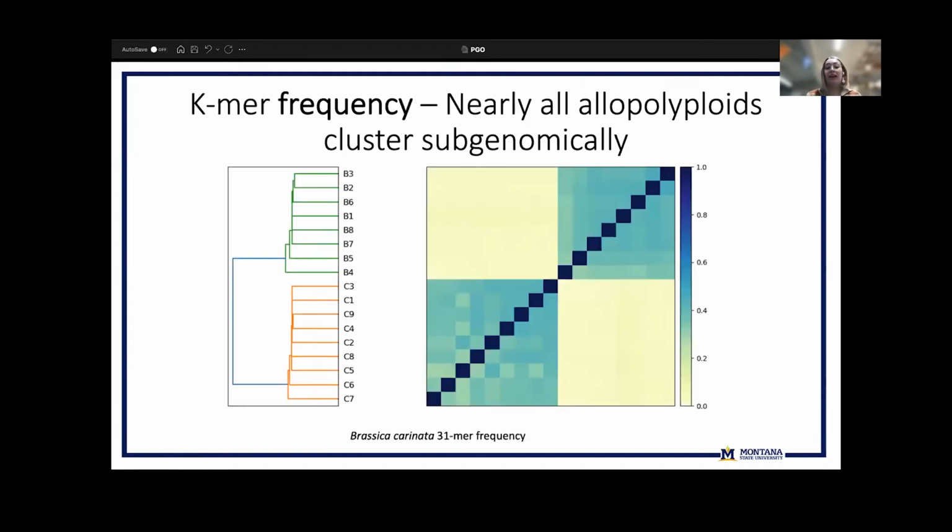Now, this isn't always the case. So this is Ethiopian mustard. And what we see here is a very different pattern. While we do see two very beautifully separated subgenomes, we see a slightly lower intra-subgenomic similarity and almost no inter-subgenomic similarity at all. So that's already one very important comparison we can make.